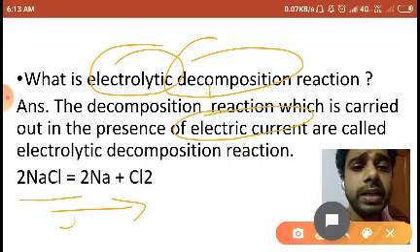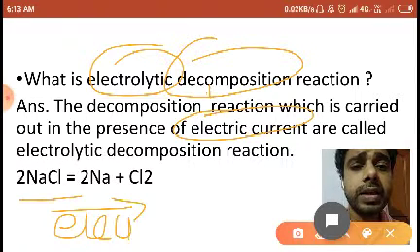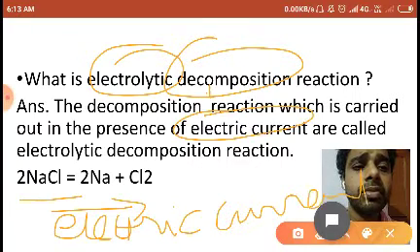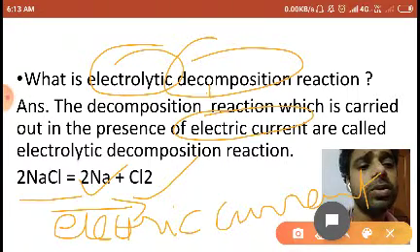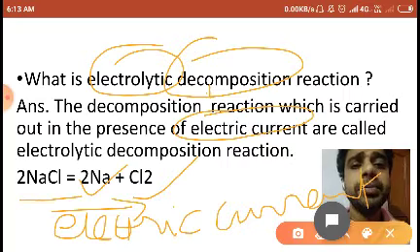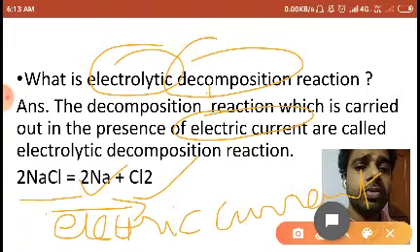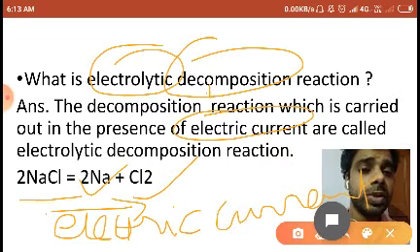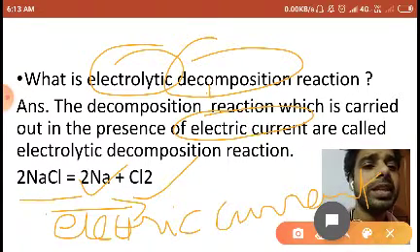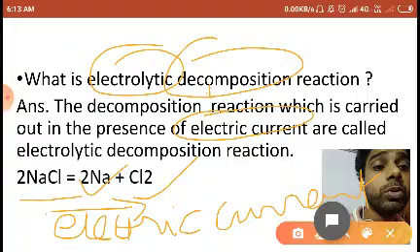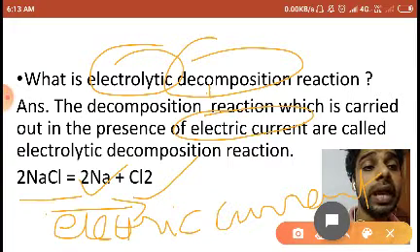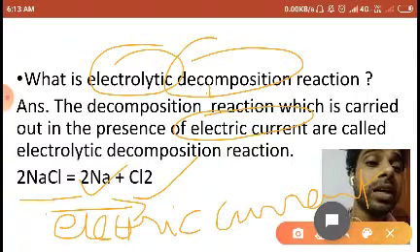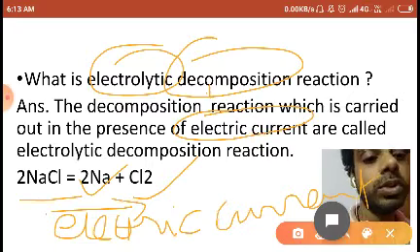I will write an arrow with electric current, and it will form 2Na plus Cl2. You have to write electric current in that. So this is the question on electrolytic decomposition. The chlor-alkali process actually comes from that, and the chlor-alkali process is a very important process of electrolytic decomposition.